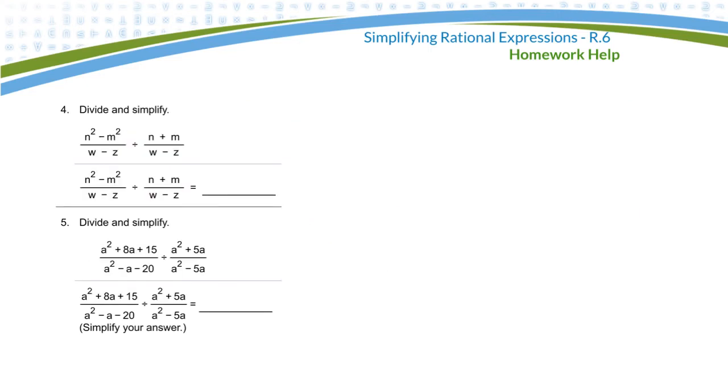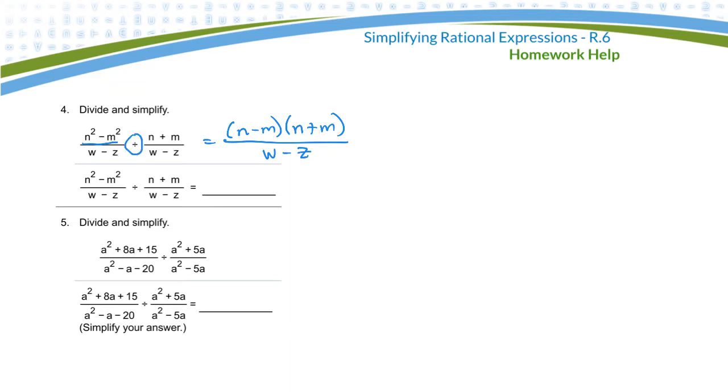Next question, we're dividing. Dividing means factor and then cancel stuff. So I'm going to factor this. I think that's a difference of squares. So n minus m and n plus m over w minus z, can't factor that.